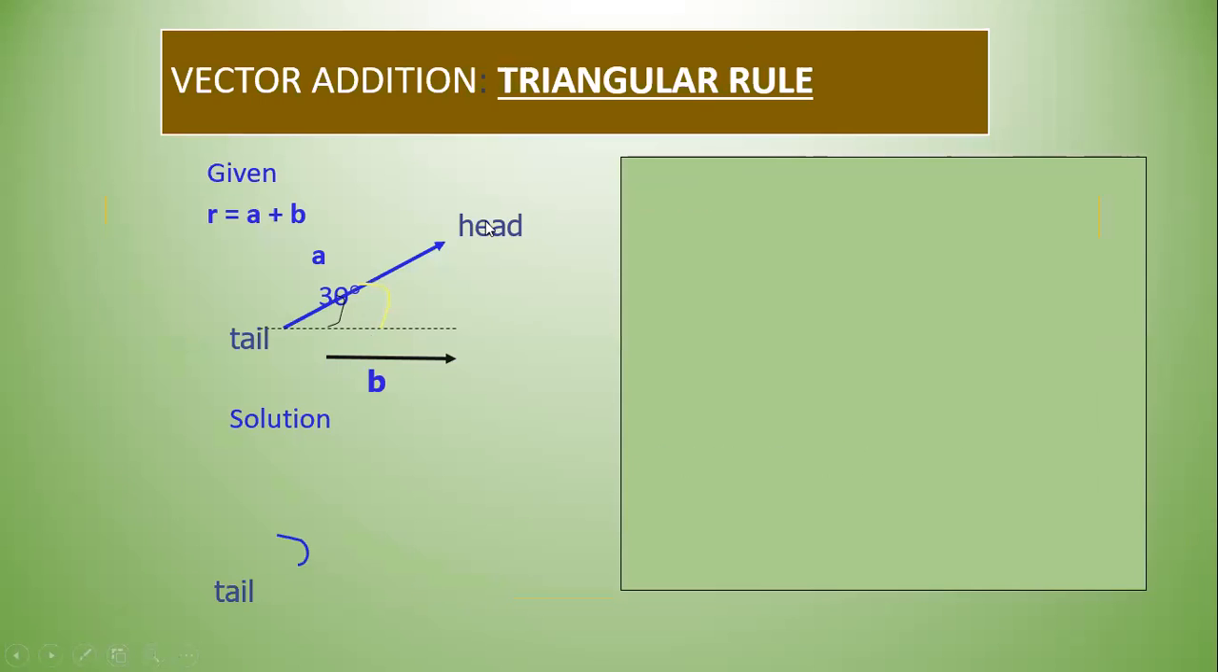If you are given a vector A at 30 degrees to the horizontal, and B is horizontal, there's a head and there's a tail. You can use the triangle rule as a method to find the resultant. The first thing is to draw. This one will tell you to draw A first. There's your A, vector A, at an angle of 30 degrees to the horizontal.